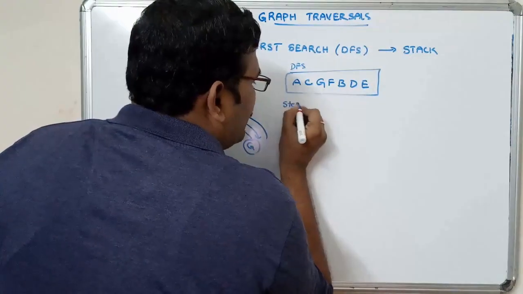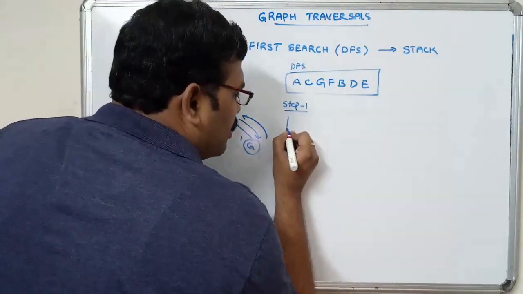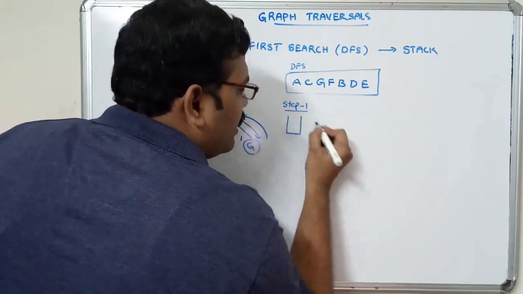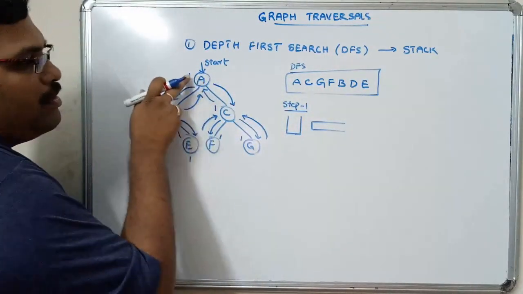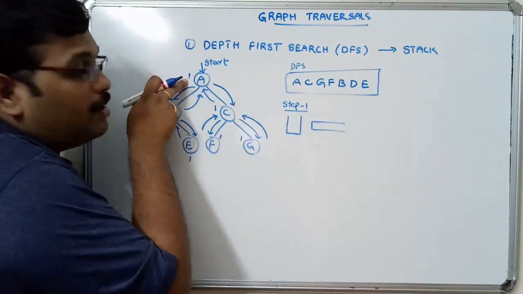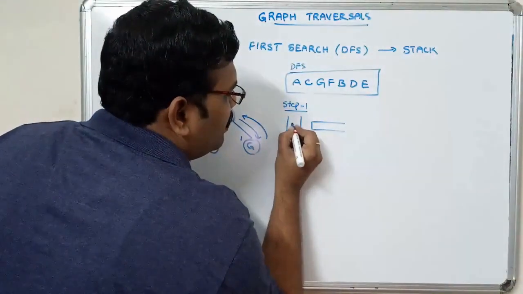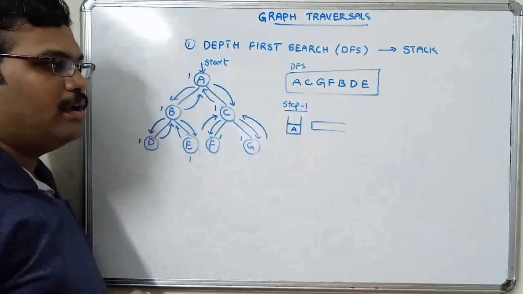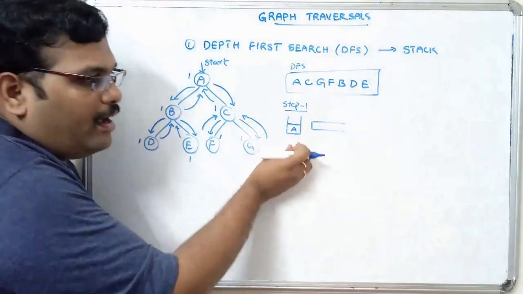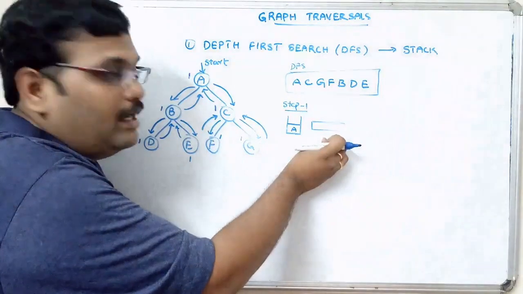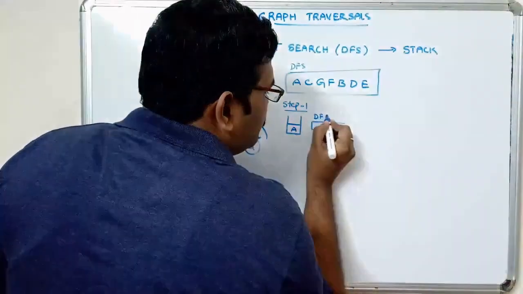So for step 1, consider a stack and consider the DFS expression. Starting node, push the starting node into a stack. So A will be presented here. So A is pushed here. Now pop the A and place it in the DFS expression. So this is the DFS expression.